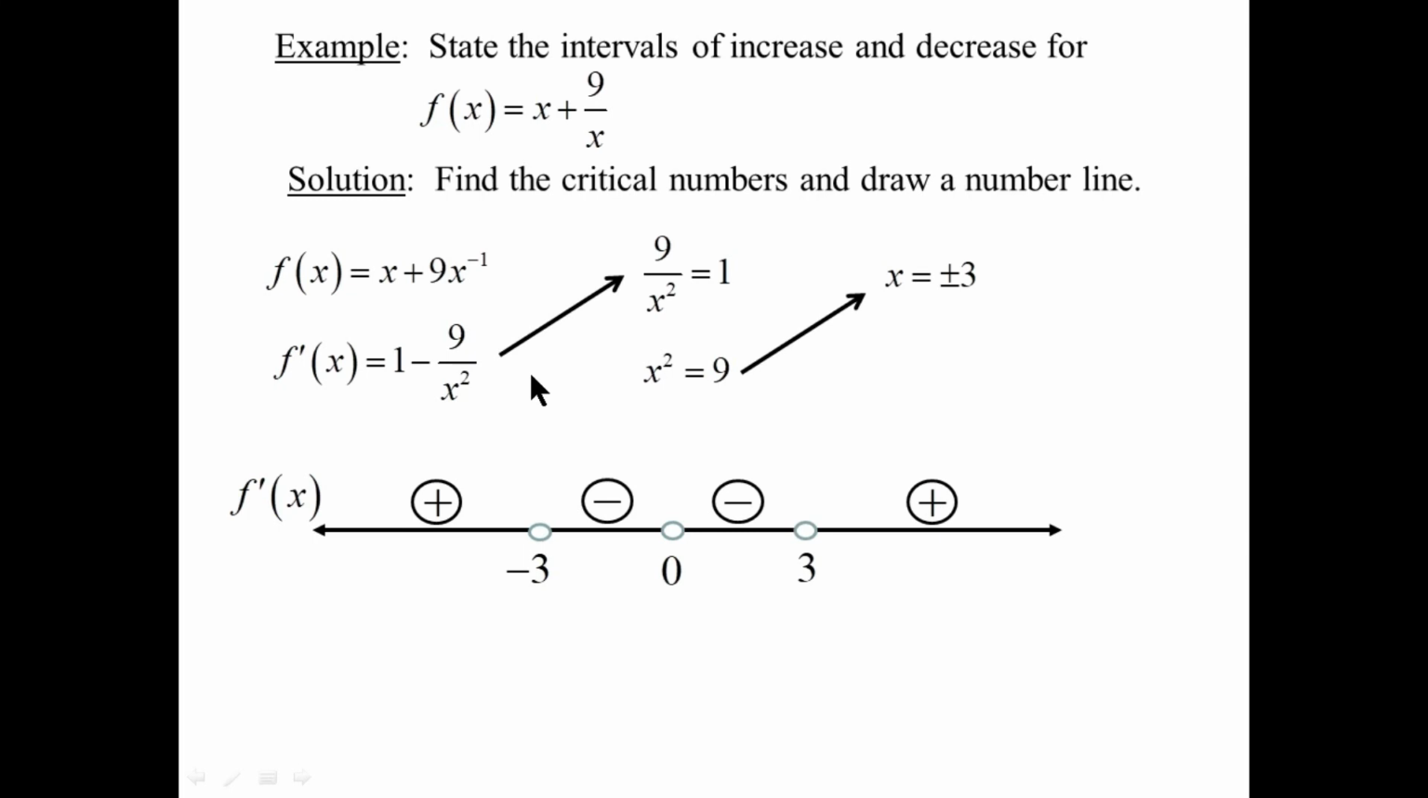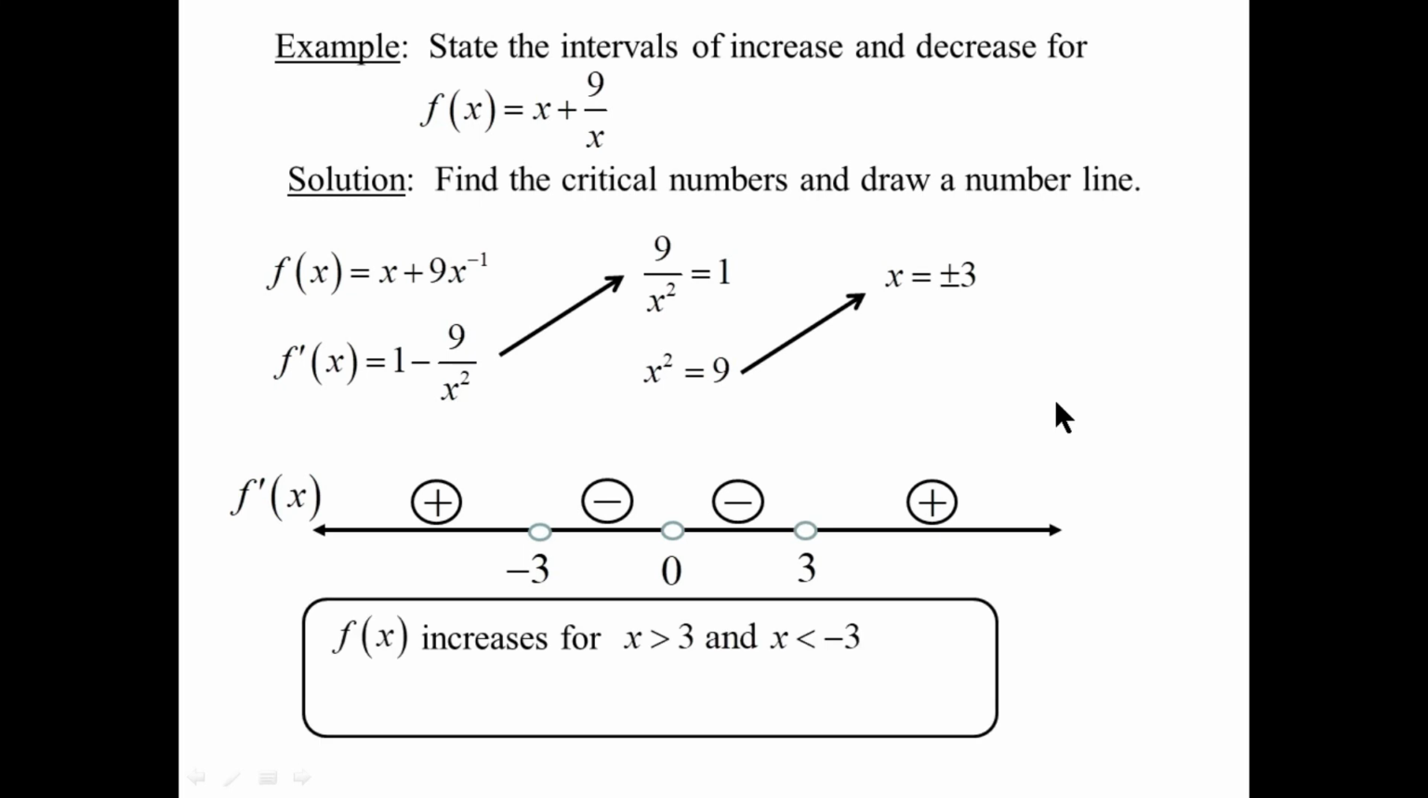And so wherever we see negative signs, we have intervals of decrease. Wherever we see positive signs, we have intervals of increase. Increases for x greater than 3 or x less than -3. Decreases between -3 and 0 and between 0 and 3.